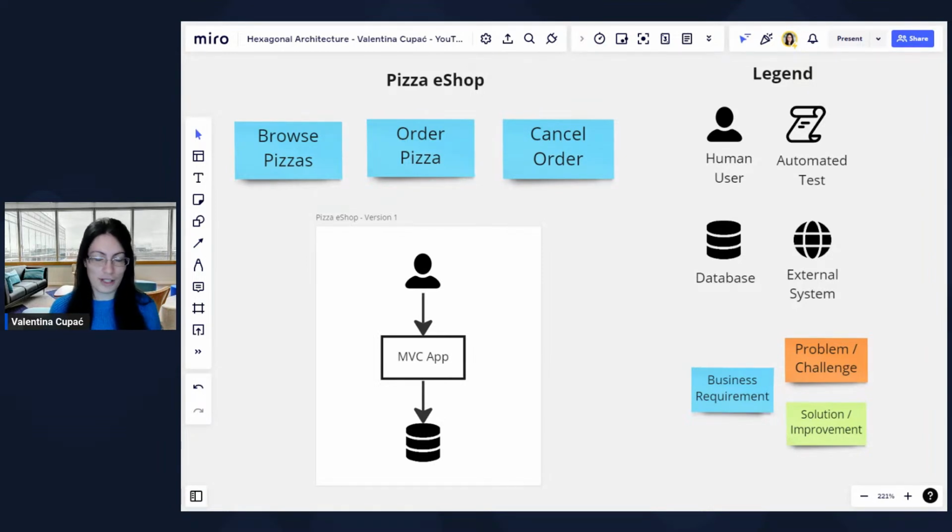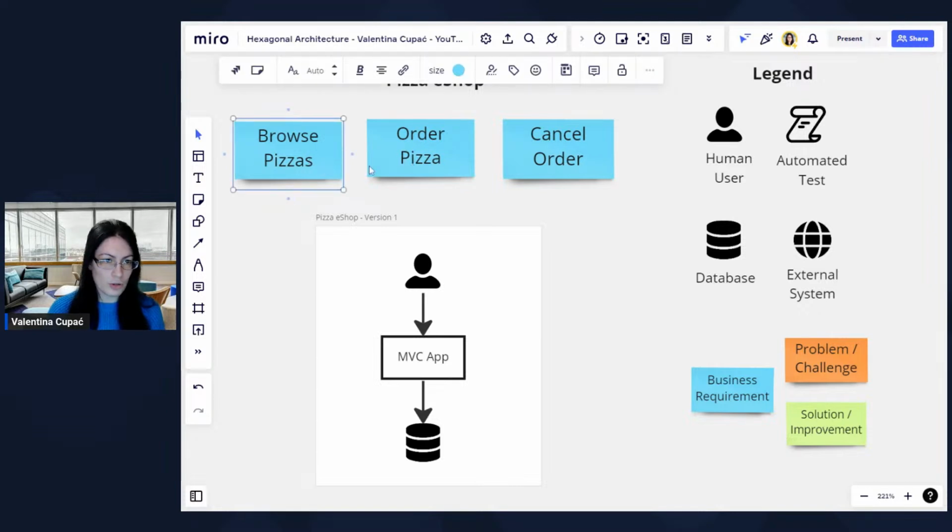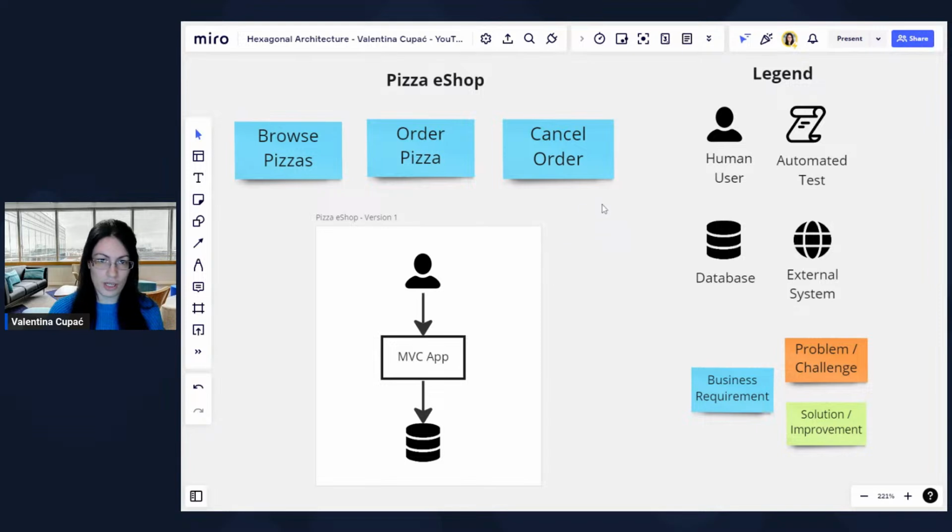There's a development team within a pizza shop company, and up to now they were doing all of their pizza ordering via phone and via email, and now they've decided to build an eShop so that they can sell pizzas online. As part of the requirements, we have some simple requirements initially. We want to make a system whereby the customers can browse pizzas, can order pizzas, and can also cancel orders.